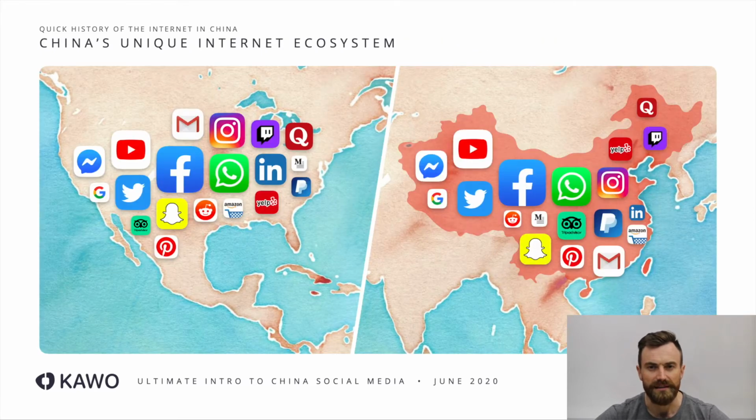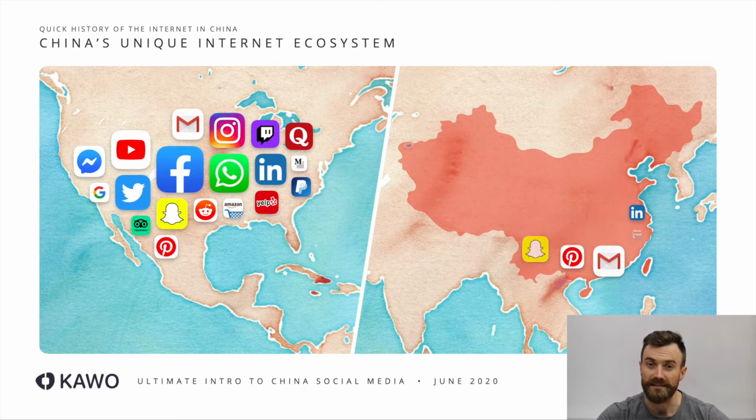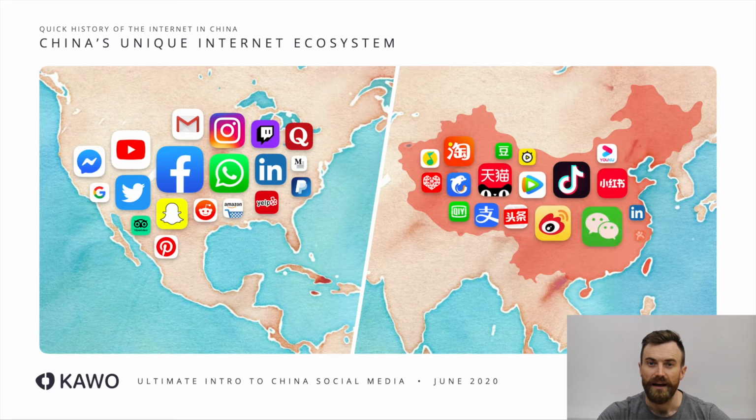So how did we get to this situation? Well, initially, all of the apps that were available in the West were also available in China. Then, over the years, they were gradually blocked and no longer worked or were accessible in the Chinese market. And instead, what's happened is we've had this whole ecosystem of other apps that have been created by Chinese companies and has really developed into a really diverse ecosystem, in some ways much more advanced than the rest of the world.